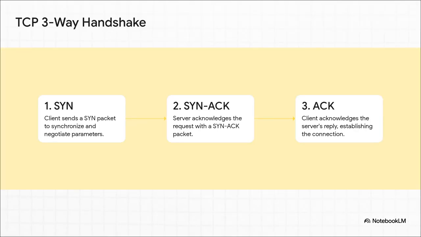And for that reliable TCP connection to work, a polite little conversation has to happen first. It's called the 3-way handshake. Your computer sends a SYN packet to say hello. The server replies with a SYN ACK that says, yep, I'm here and I hear you. And finally, your computer sends an ACK to say, great, let's start talking. Only after this digital handshake is done can the actual data start flowing.